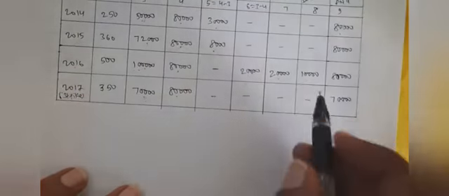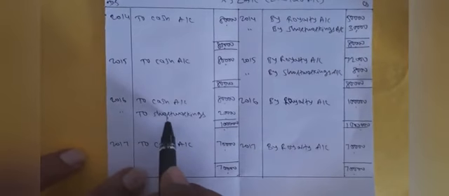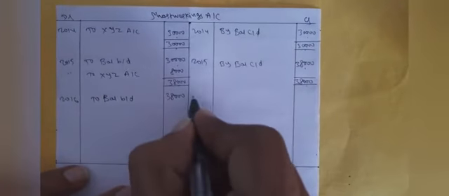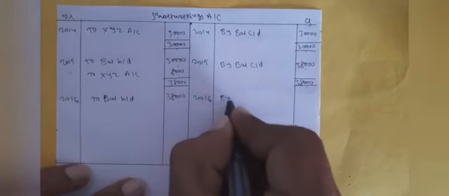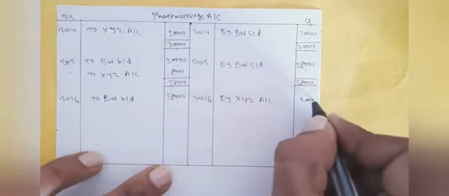In 2016 what happens? See, here in 2016 there is an irrecoverable portion. Also see here, short workings is on debit side. This is the recovered portion, so 20,000. It should be recorded on credit side here. So it is just a cross posting. 2016 by XYZ account 20,000.